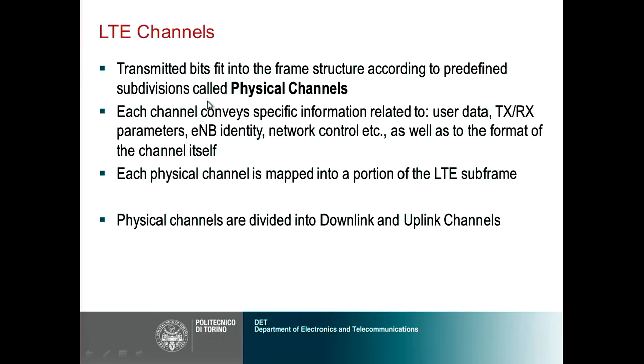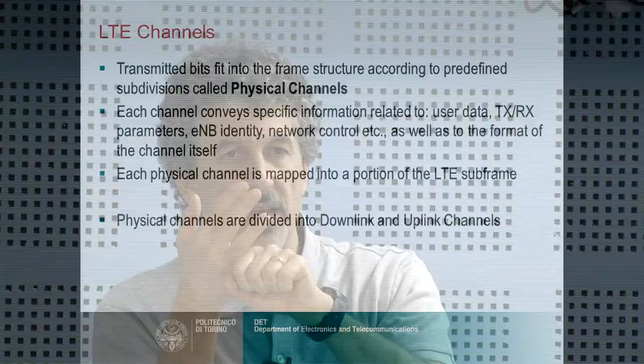So each channel, and every time you hear the word channel, you really have to translate it in your mind as resource blocks that are there in some part of the spectrum. Each of these channels conveys different information. So it could be the transmission parameters, the identity of the radio that you're talking to, or the antenna, or other information about the channel, the quality of the channel, the feedback also that the UE sends to the eNodeB. The eNodeB transmits data.